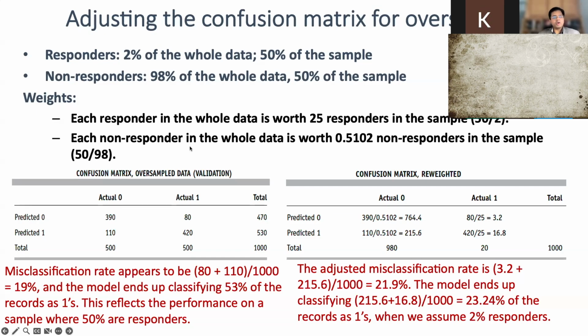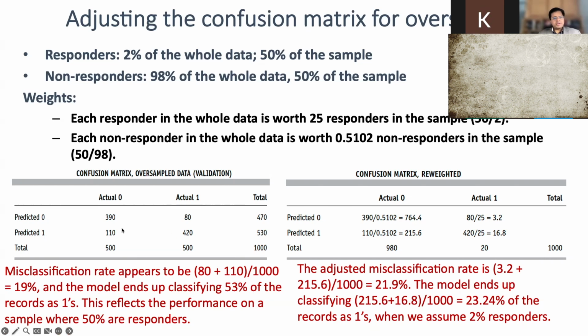And each non-responder in the whole data set will be worth 0.5102 non-responders, because non-responders in the total data set are 98%, but in our training data set are 50%. So 50 divided by 98 gives you 0.5102. So that's sort of a weight that we are capturing. What is the worth of every responder in the total data compared to the training data? And what is the worth of non-responders in the total data set compared to the training data? So these two values become important: the 25 is the weight that we want to use for responders, and 0.5102 for the non-responders.